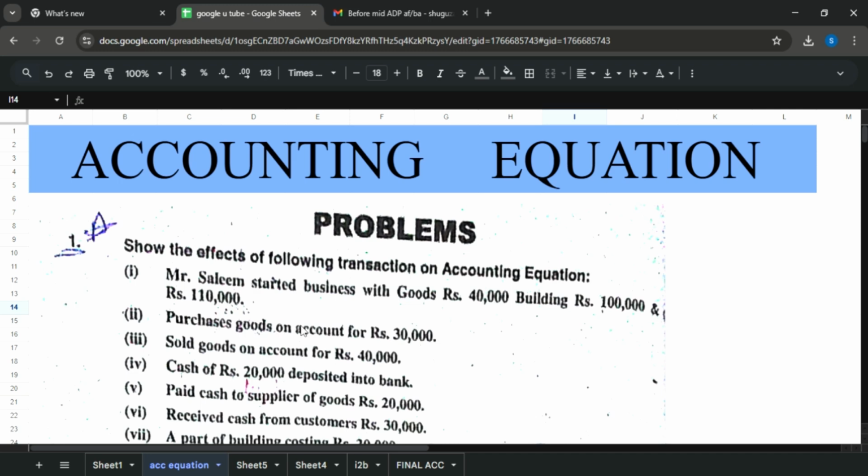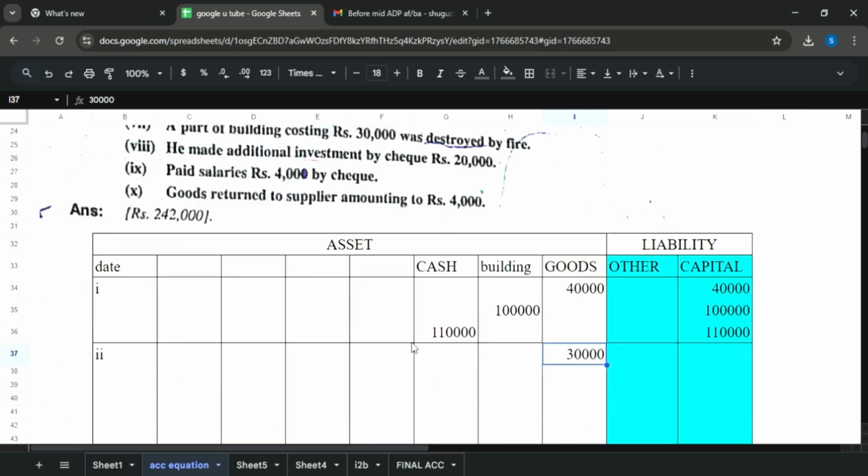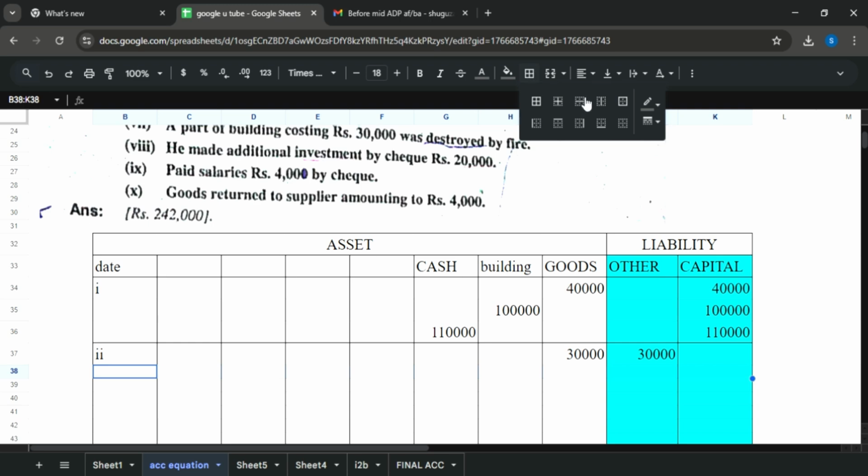Secondly, on account means you have not paid. So it's a credit transaction. The amount is still payable. It's a liability. You will go to other liabilities and you will write 30,000. In this way, our second entry is completed. You will leave one line and put a bottom line after that.